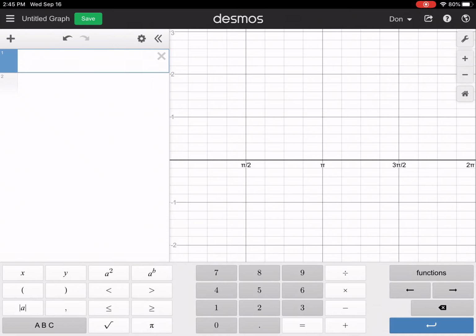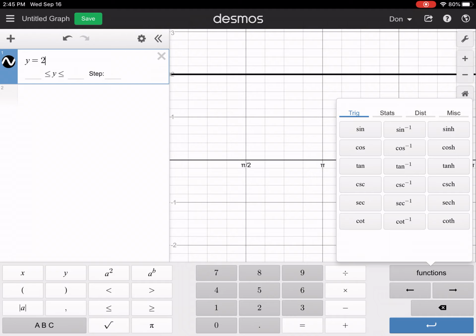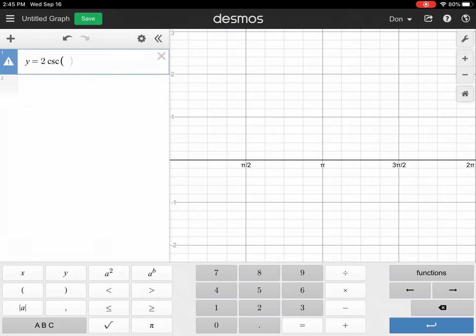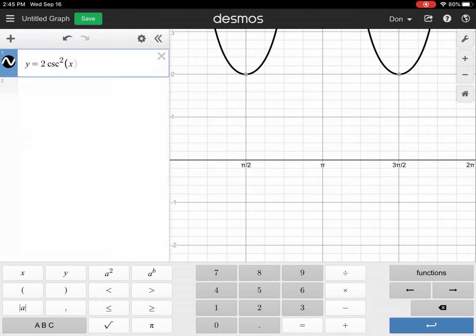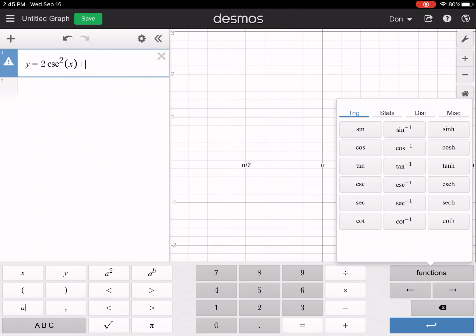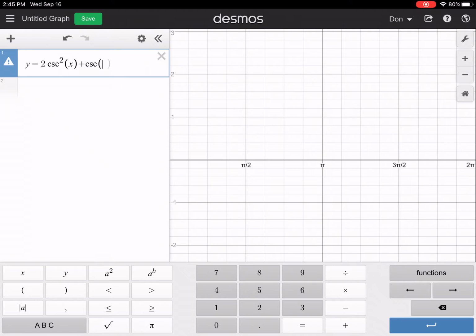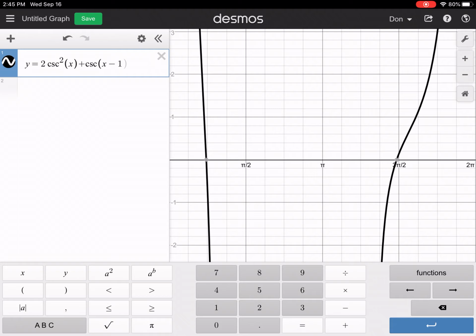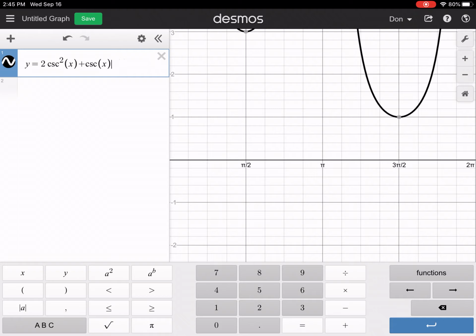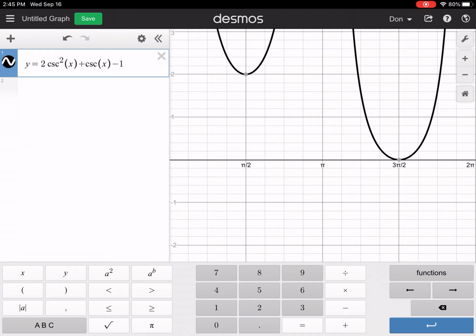the related function would be y equals 2 cosecant, and I think I can backtrack to add the squared in there, yeah. So I need the squared in right after the cosecant, and then I put the x in. Plus cosecant x, go back to my function here, or again I could just go CSC on the keyboard. Minus 1. Nope, but that has to be outside the brackets. Minus 1 outside brackets. All right, there's our function.